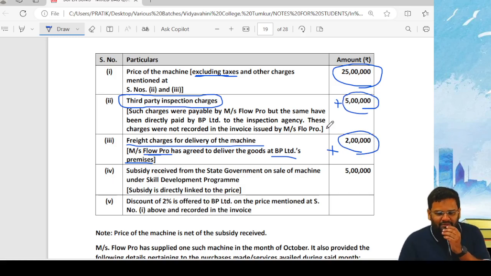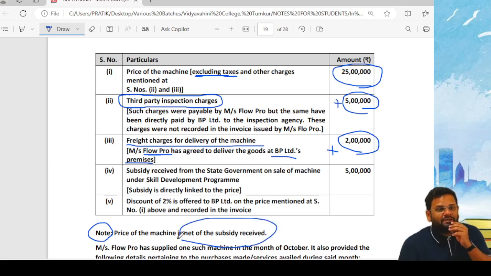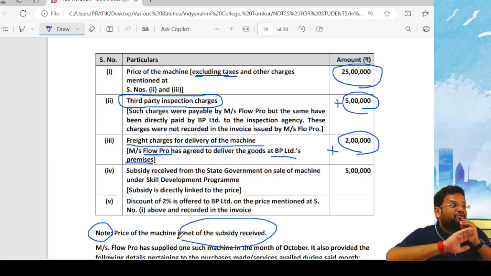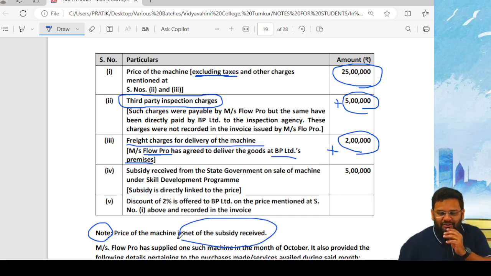Then next, subsidy from state government on sale of machine. Friends, what we should do with subsidy? Which subsidy we include? Other than central and state. This is state government subsidy. Means you will exclude, and a note is given nicely to you that price of the machine is net of the subsidy. Means after subsidy. Means you have already excluded subsidy. So you will neglect 5 lakhs.